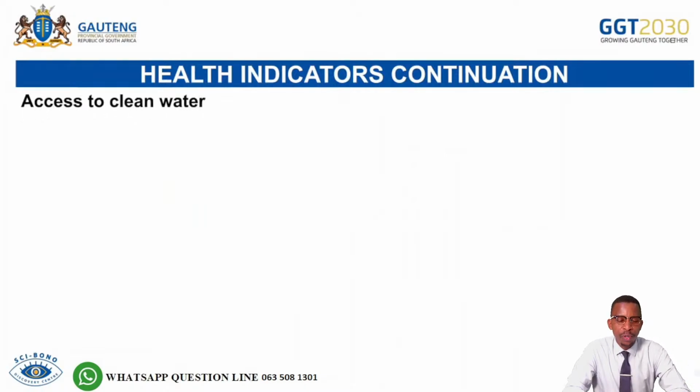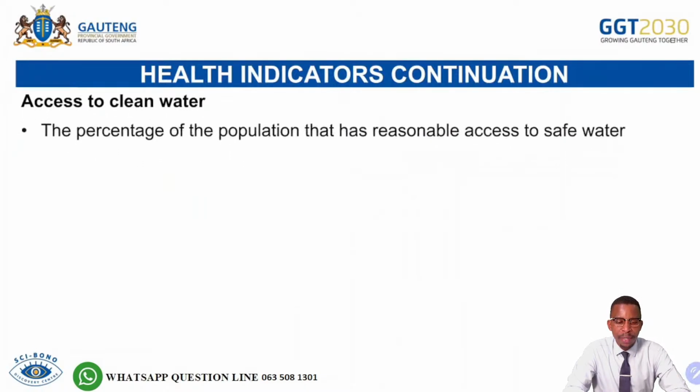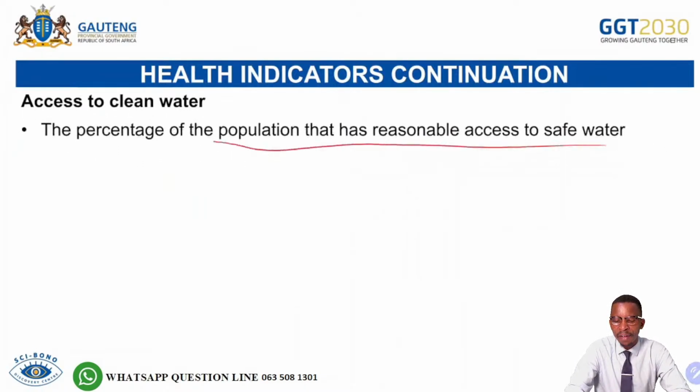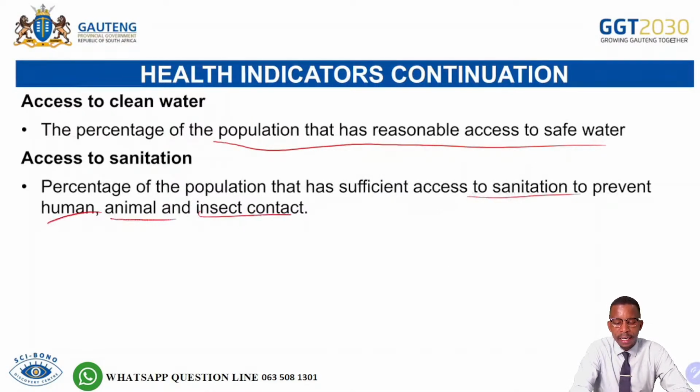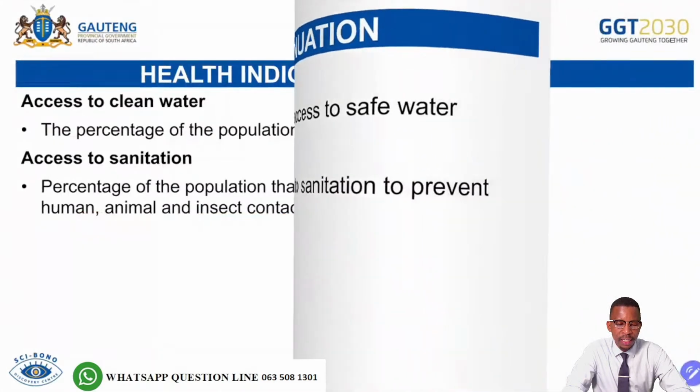So access to clean water also is an indicator. That is the percentage of the population or people in the country with reasonable access to clean and purified water. Access to sanitation in this situation refers to the population that has sufficient access to sanitation to prevent human, animal, and insect contact. So these are some of the health indicators.